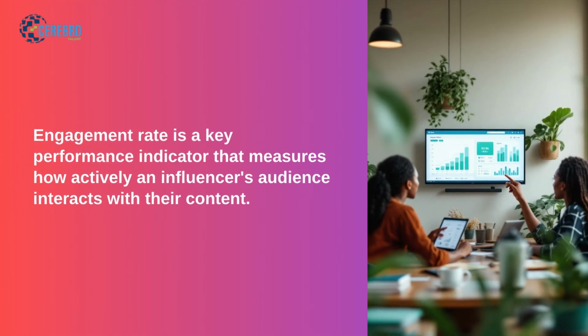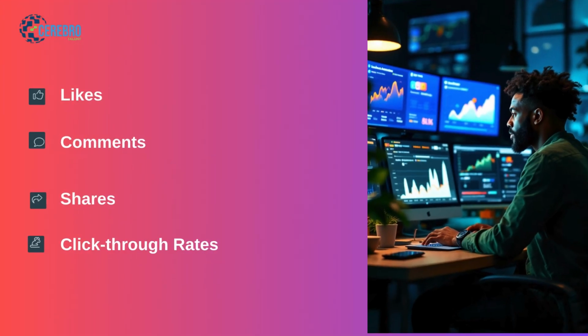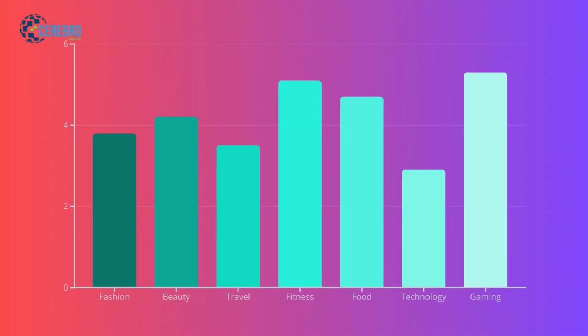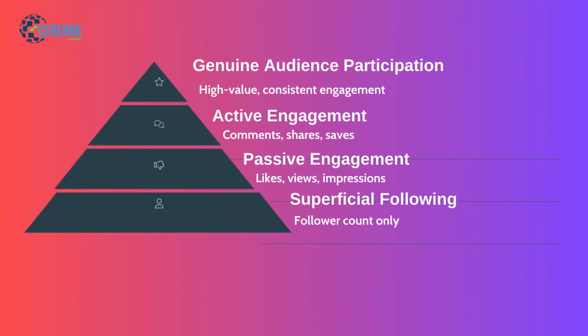Engagement rate is a key performance indicator that measures how actively an influencer's audience interacts with their content. In this scene, we explain how likes, comments, shares, and click-through rates provide insight into an influencer's impact. We'll present a chart that visualizes typical engagement benchmarks across industries, helping you compare potential influencers. Through this analysis, you'll learn to differentiate between superficial followings and genuine audience participation. A narrated diagram further clarifies these critical metrics.